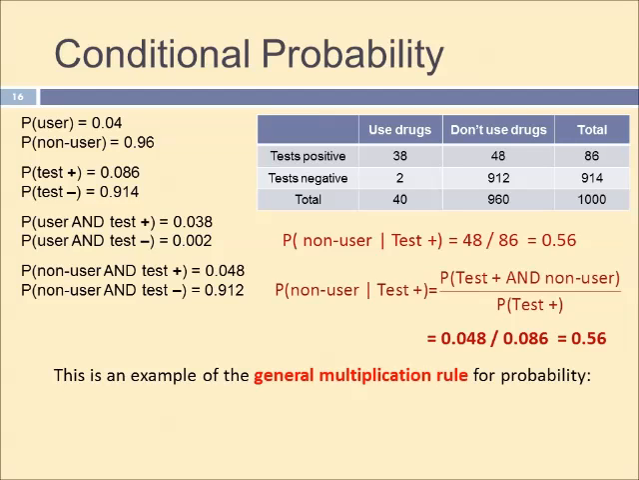This is an example of what's called the general multiplication rule for probability. And it can be written two ways. The probability of event B happening, given that event A has happened, equals the probability of A and B happening divided by the probability of A. Or we can write this as the probability of A and B equals the probability of A times the probability of B given A. Notice how the last one is actually basically the multiplication rule we had before. The difference is we're using the conditional probability for B.